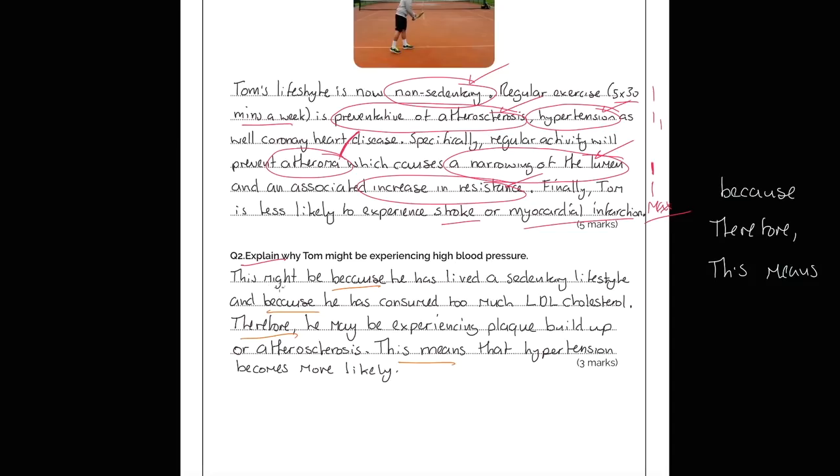So why might he experience high blood pressure? This might be because he has lived a sedentary lifestyle. There's my term again. And because he has consumed too much LDL cholesterol. Nice. Therefore, comma, he may be experiencing plaque buildup. Nice. There's my mark. In fact, I've got my max, but my answer goes a little further. Or atherosclerosis. This means that hypertension, you know, I'm giving that a name. I might get an extra mark there potentially, becomes more likely. So, two fairly simple questions, but I'm doing more than enough to get myself those marks. So we're going to go back and talk to you a bit about some Q&A and some other bits and bobs.